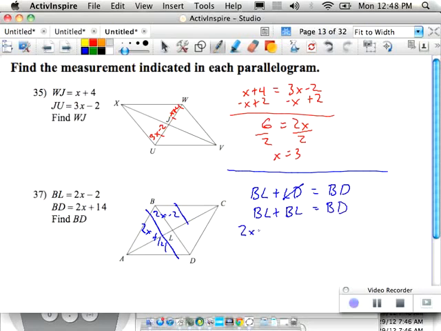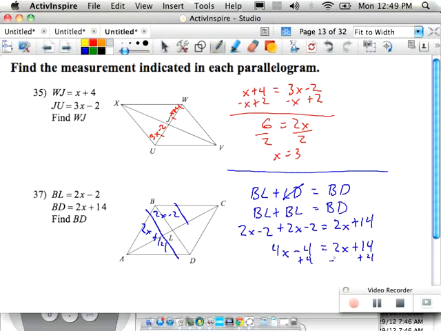And I know that BL is actually 2x minus 2. So I got to double that up because there's 2 of them to make the whole piece. And the whole piece is 2x plus 14. So it's not always that the 2 pieces are equal. If we have just one short piece and then the whole piece, that means that the short piece has to be 2 of them to add up to the whole one. If I simplify both sides, I'm going to be getting 4x minus 4 equals 2x plus 14.